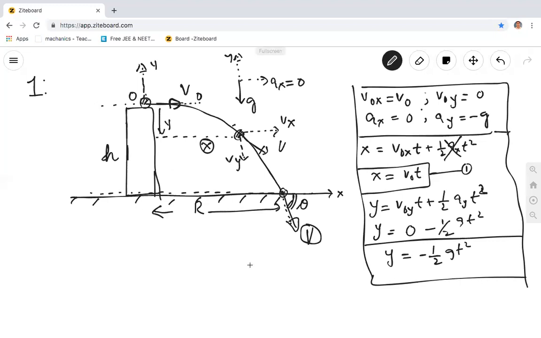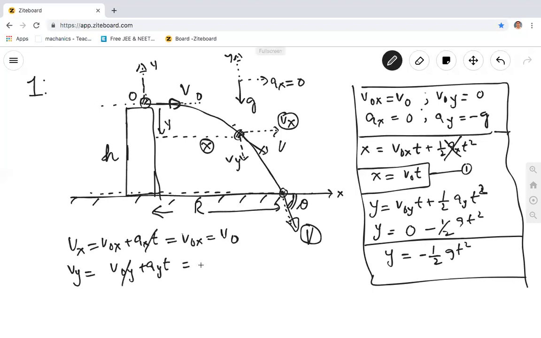Okay? Now, let me find this Vx. Vx is equal to V0x plus ax t. But ax is 0, so it is V0x, and it is just V0. Yes, sir. Now, what is Vy? V0y plus ay t. This is 0.